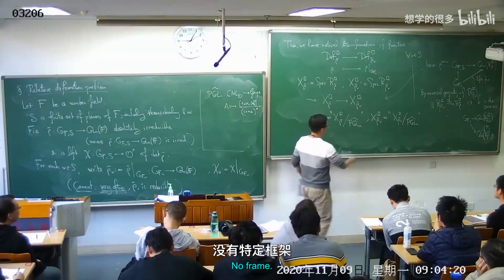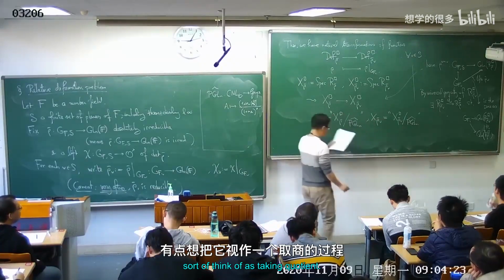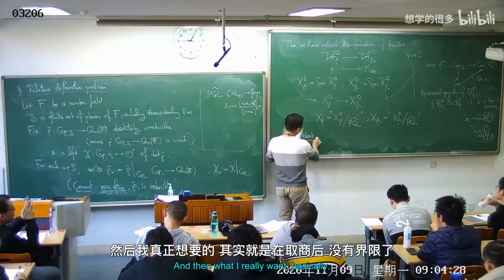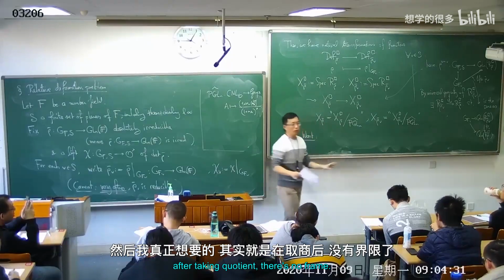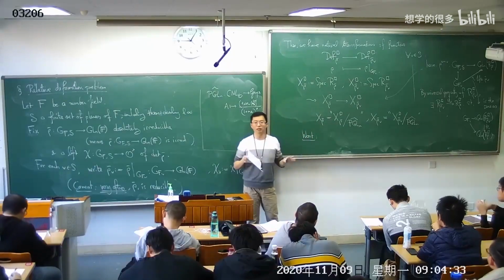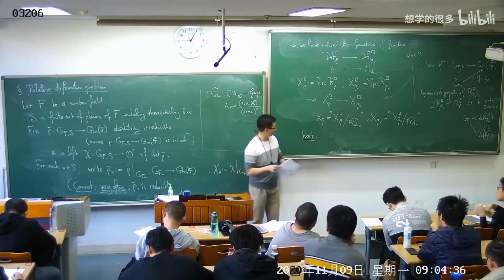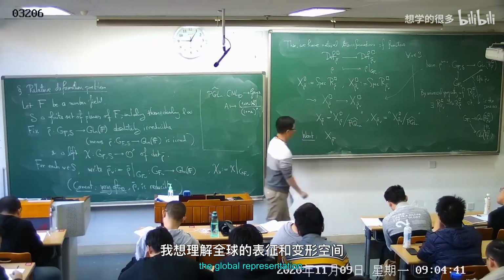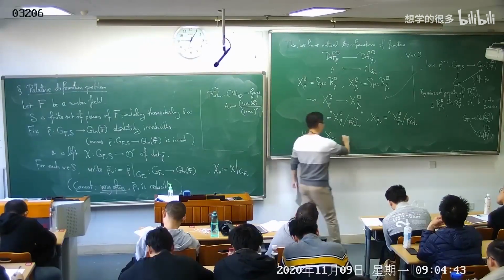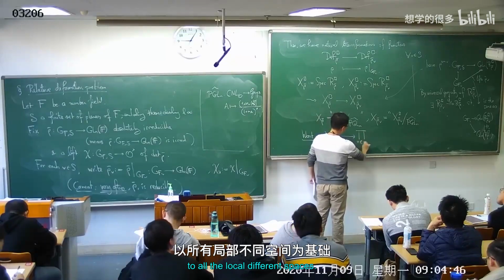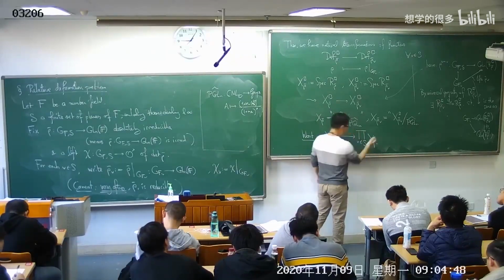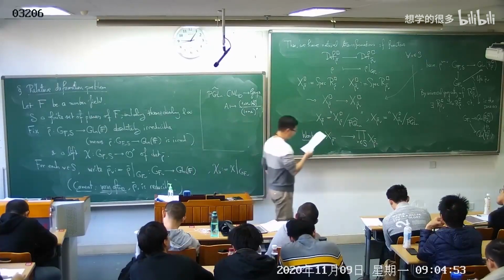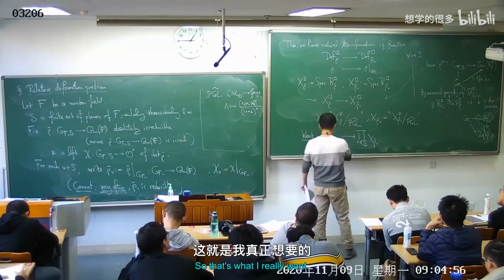Okay. Oh, sorry, no frame. But I want to think of this as taking a quotient. And then what I really want is, after taking the quotient, there's no frame. We're just talking about representations as abstract representations, not matrix representations. But I really want to do the following. I want to understand the global deformation space relative to all the local deformation spaces, as abstract representations. So that's what I really want.